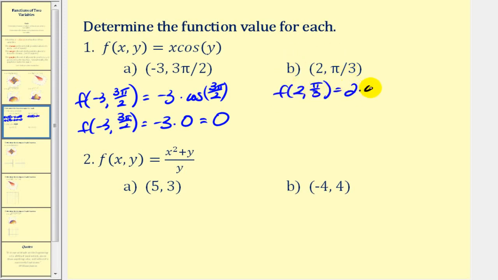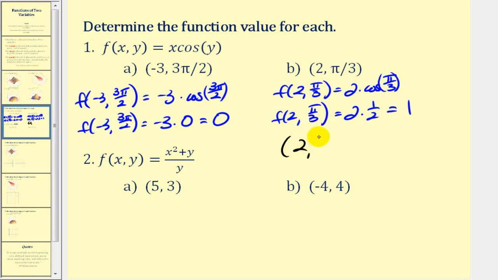For part B, we have x equals 2 and y equals pi over 3. So we'll have 2 times cosine pi over 3. Well, cosine pi over 3 is the same as cosine 60 degrees, so that's going to give us 1/2. Well, 2 times 1/2 would be equal to 1. So when x is 2 and y is pi over 3, the z coordinate would be 1. If we wanted to, we could write this as an ordered triple. It would look like this: 2, pi over 3, comma 1.